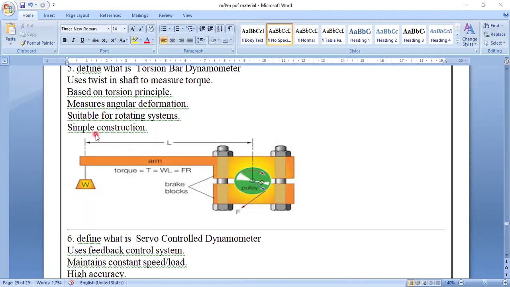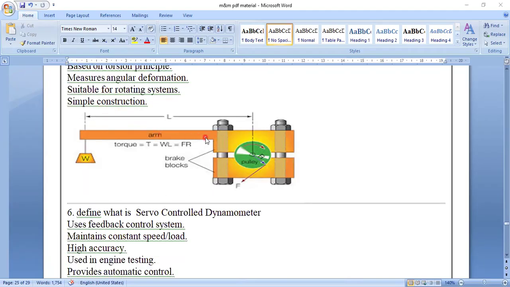And also it is simple in construction. So here you can see the weight is given here. One arm is there. So torque is called T equals W into L. So W is how much loading is done, L is the length, T equals W times L. These are called brake blocks here. So inside there is one pulley here. This pulley is a rotating pulley.